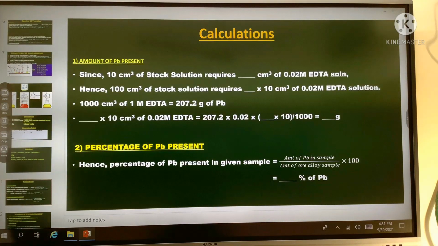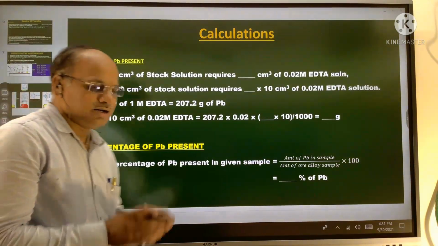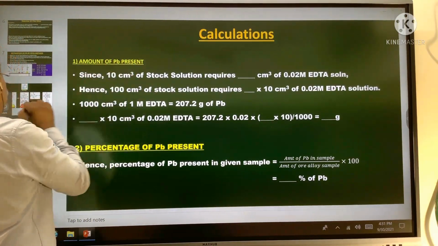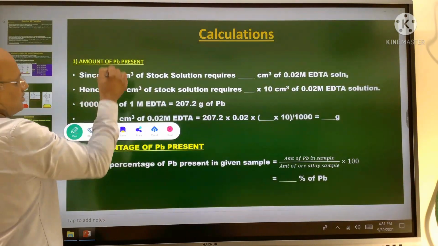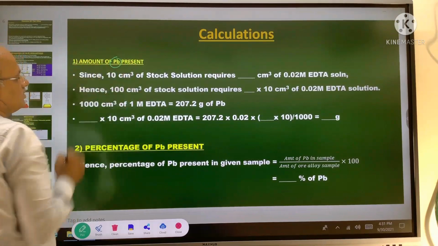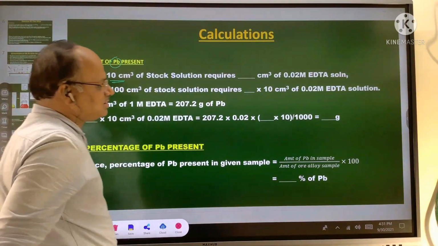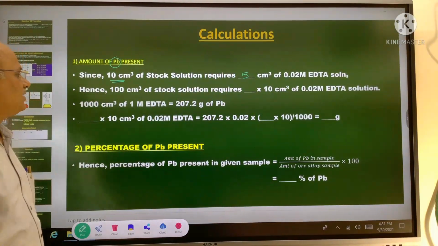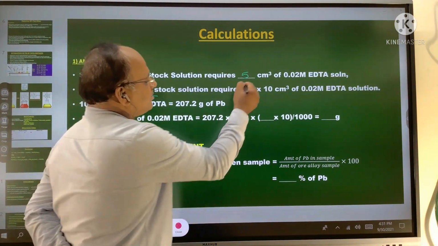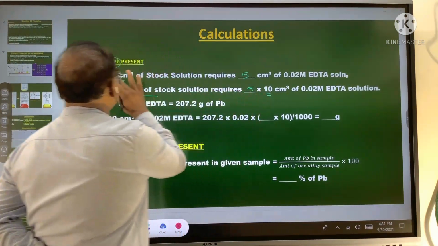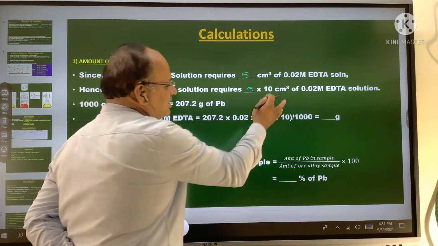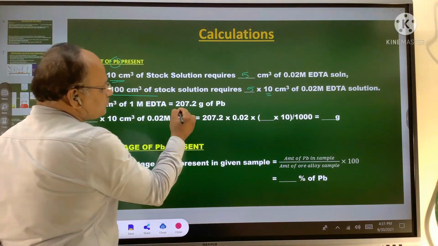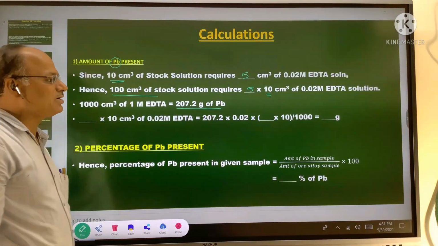Then in the calculation part, you estimate the amount of lead present in that complex. Here 10 ml of the stock solution requires a burette reading of 5 cubic centimeter of 0.02 molar EDTA. Then 100 ml of that stock solution contains 5 into 10. 10 ml gives 5, so for 100 ml, multiply by 10. After that, 1000 cubic centimeter of 1 molar EDTA corresponds to 207.2 gram of lead.